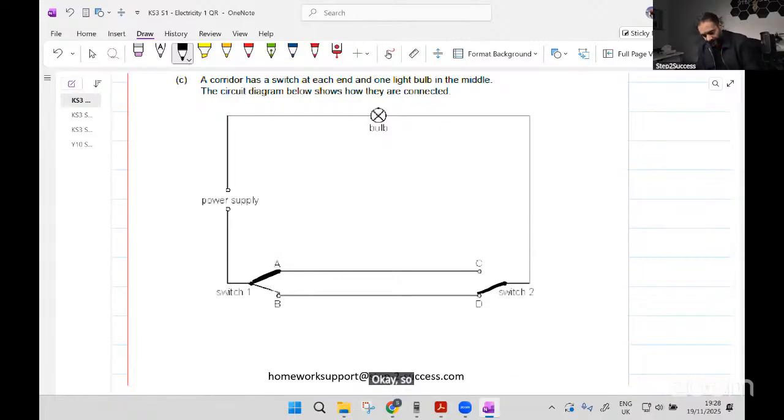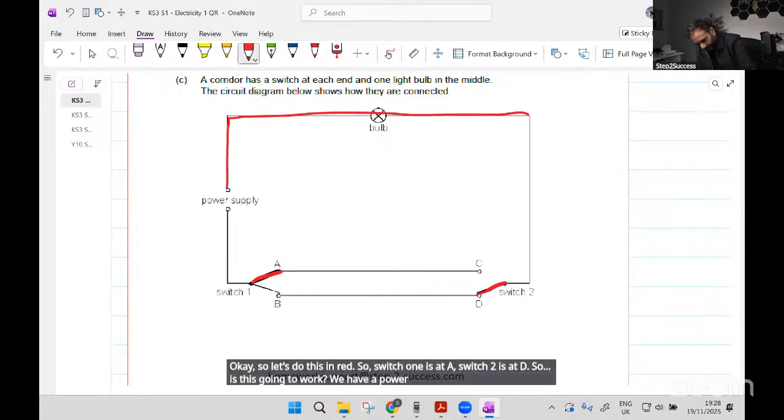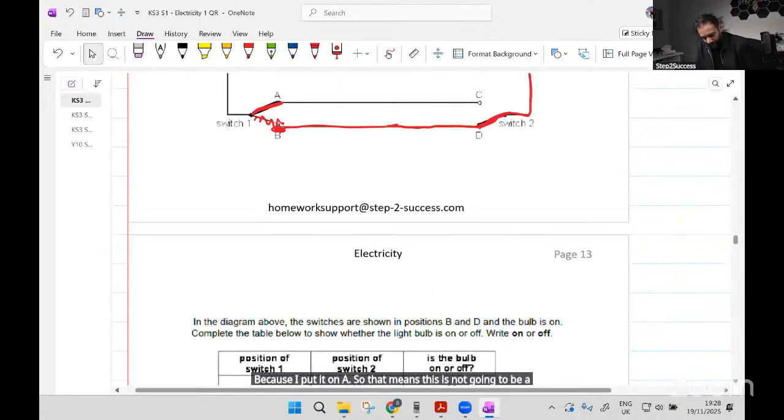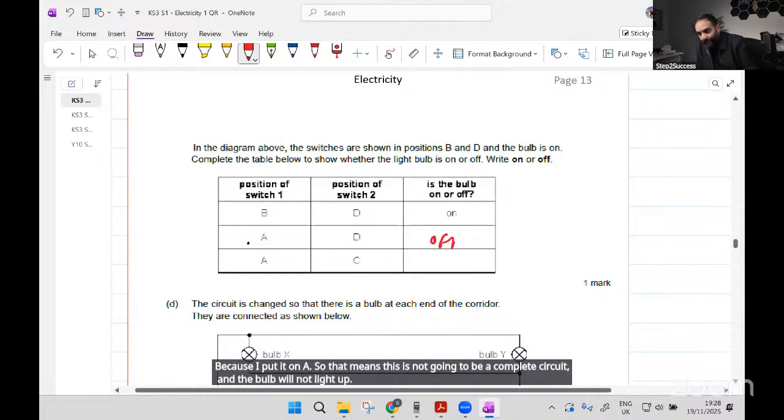Okay, so let's do this in red. So switch 1 is at A, switch 2 is at D. So is this going to work? We have a power supply. It's going to go like this, but then it's got nowhere to go. Remember, this isn't here because I put it on A. So that means this is not going to be a complete circuit and the bulb will not light up. It will be off.